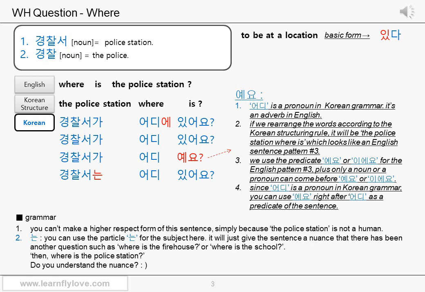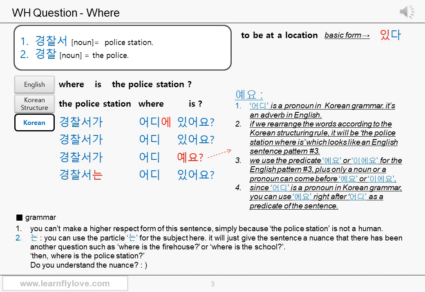Let's see the next Korean sentence. 경찰서는 어디에 있어요? 는. You can use the particle 는 for the subject here. It will just give the sentence a nuance that there has been another question such as "where is the firehouse" or "where is the school?" Then "where is the police station?" Do you understand the nuance? Okay, very good.